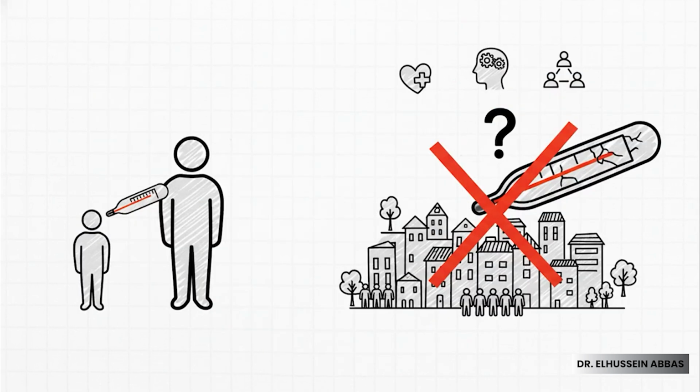And right away, we hit the main problem. Unlike taking someone's temperature, there's just no single thermometer you can stick into a city to get a reading. Health is this big, messy mix of physical well-being, mental health, social factors. It's not just one number. So how in the world do public health experts measure it?